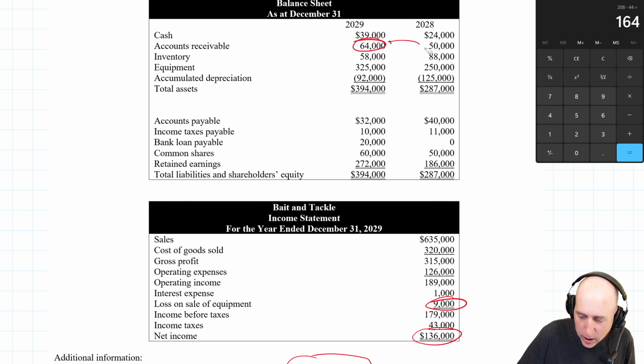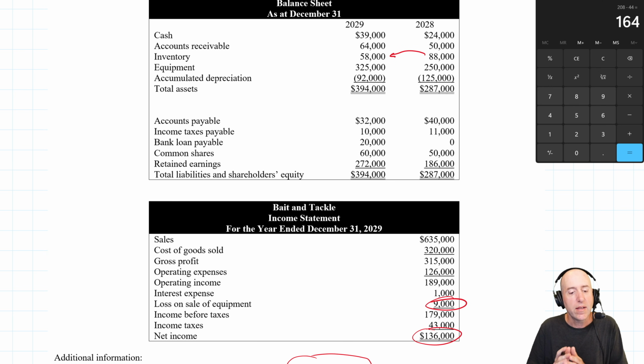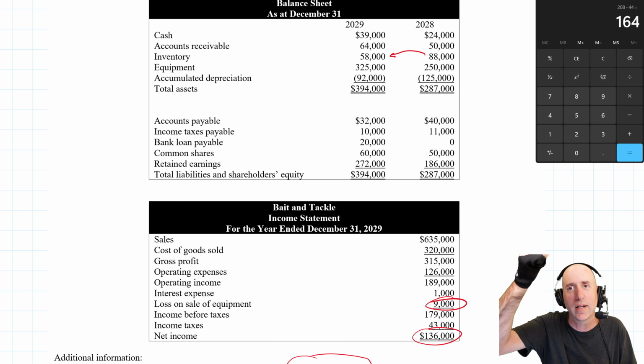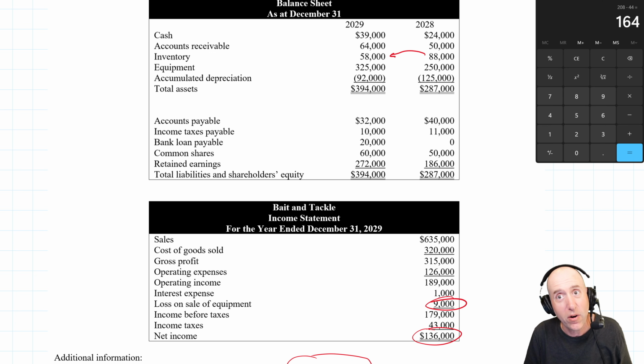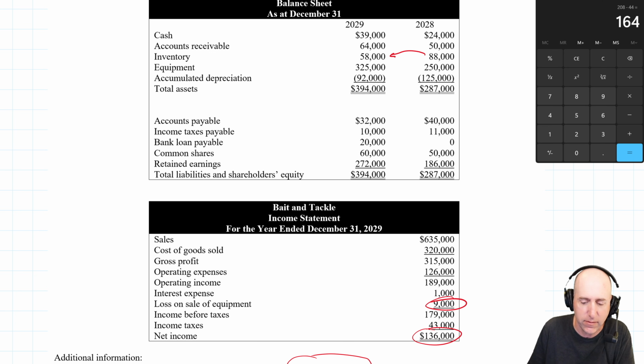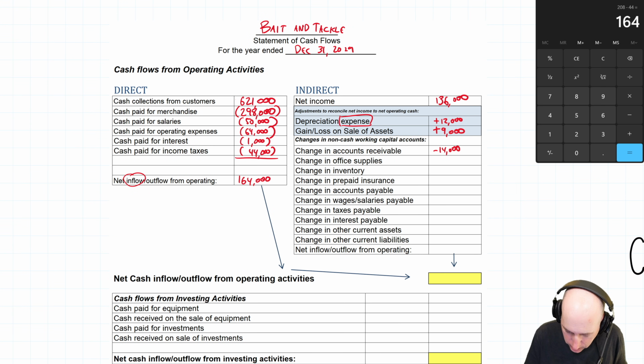Okay, next one on our list was inventory. With inventory, I think the opposite way. If inventory goes up, what's happening? Well, I'm buying inventory. Cash is going down. If inventory is going down, less of my money is tied up in inventory. Cash is going up. So in this case, inventory went down by 30. Cash goes up by 30.